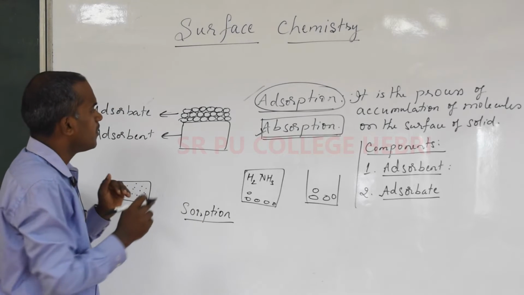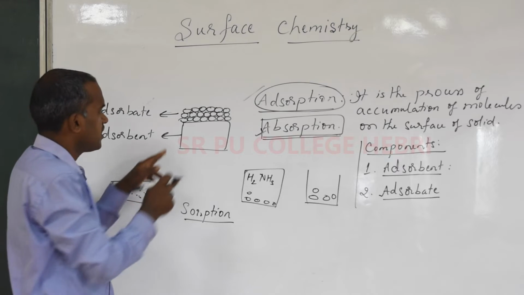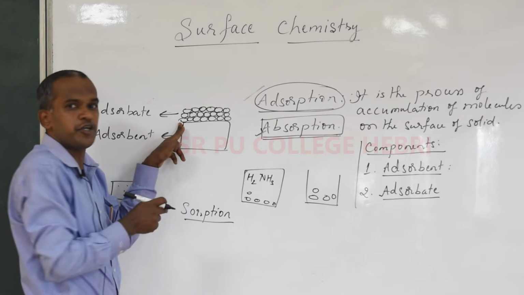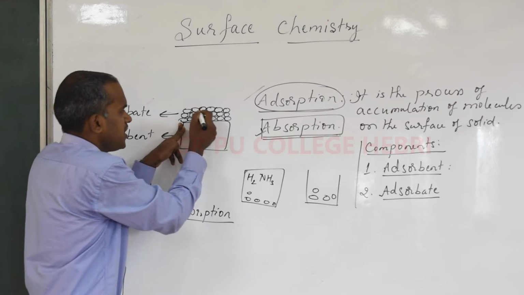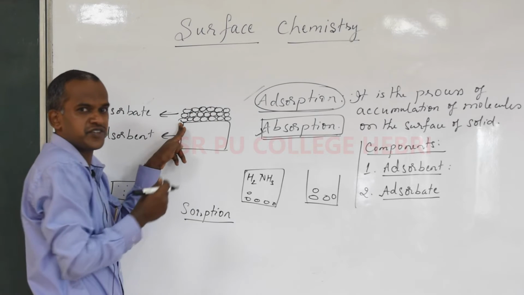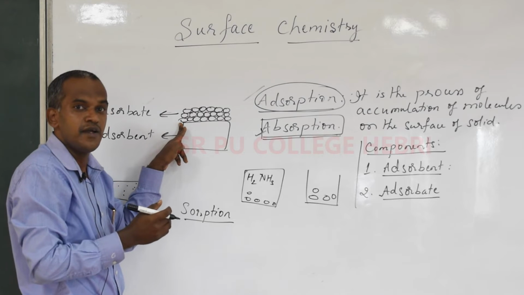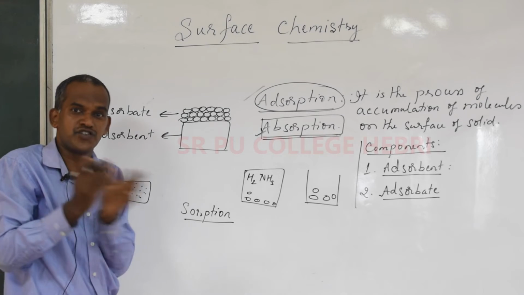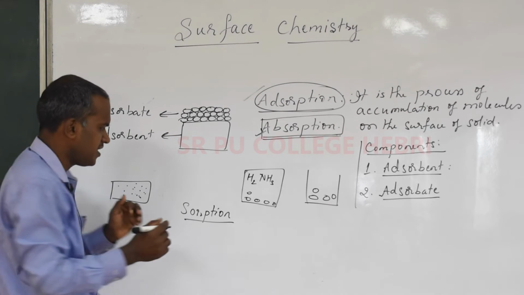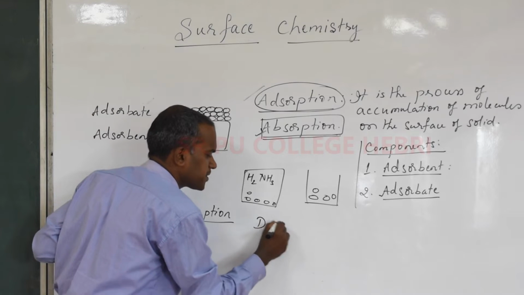Now, one more thing you may ask. After the process of accumulation, suppose the bond between the particles breaks, and detachment of the particles takes place. Then what is that phenomenon called? The reverse of adsorption is called desorption.